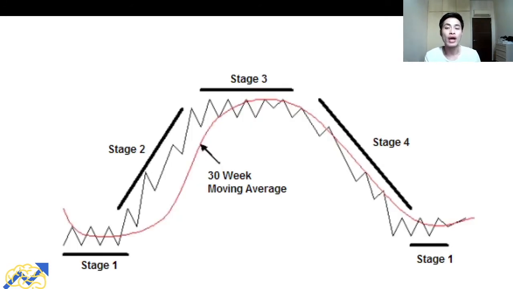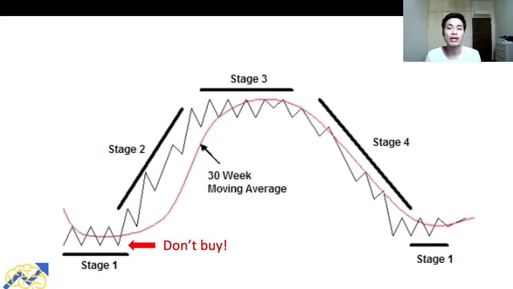Now that we have taken a look at the individual stages, let's go back to the graph to have an overview of Stan Weinstein's stage analysis and the 4 stages in the market cycle. Stage 1 is where prices consolidate and form the base area. And during this time, as prices move sideways, the 30-week moving average also starts to flatten out. So in stage 1, we don't want to buy just yet, because prices can move sideways for an extended period of time.